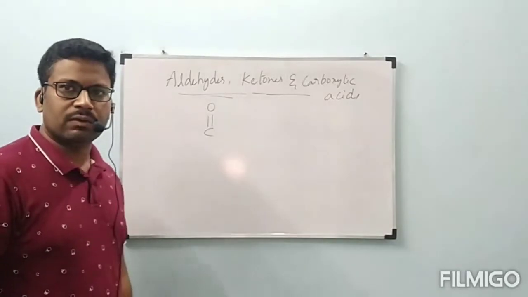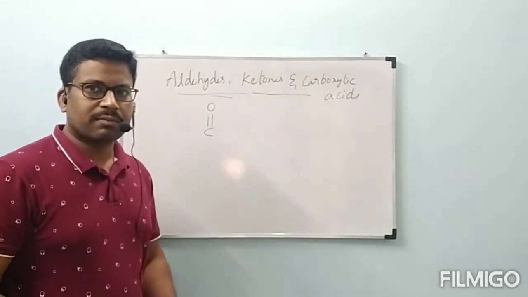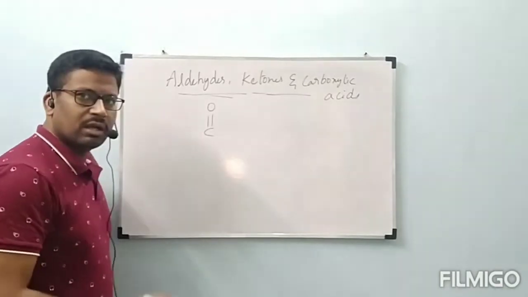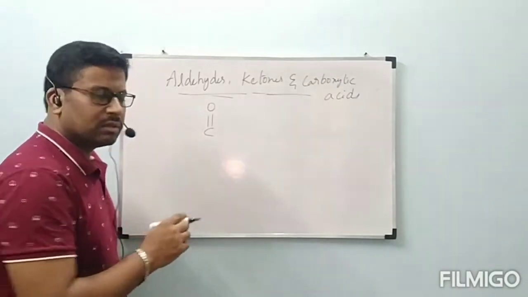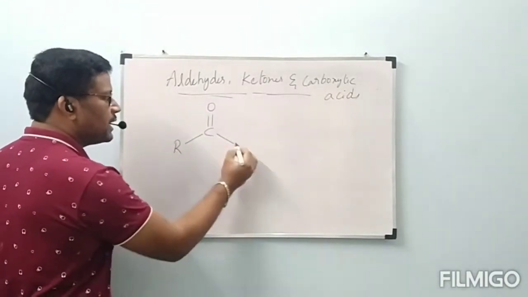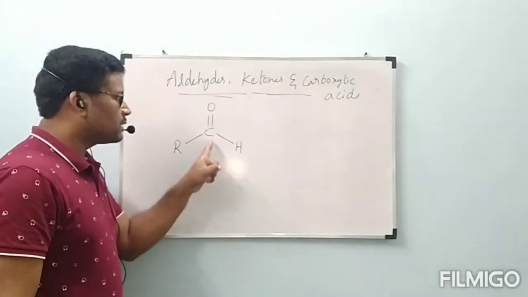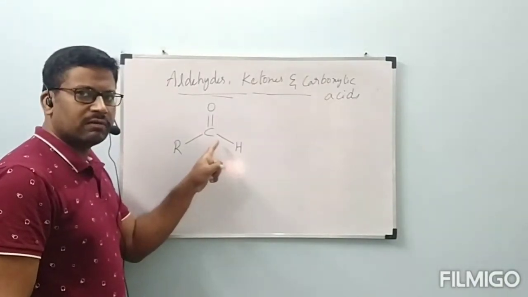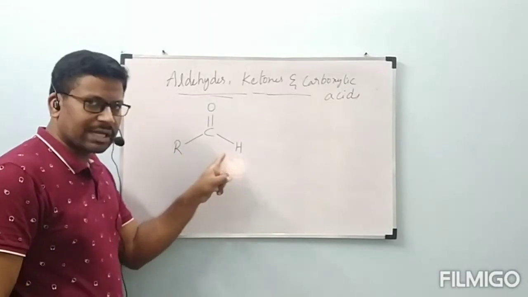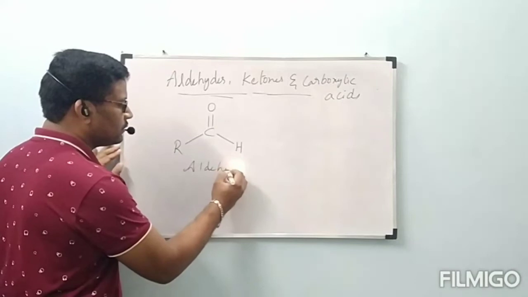Both aldehyde and ketone commonly contain the group C double bond O, which is called carbonyl compound, in which if the carbonyl carbon is bonded with one side alkyl group and another side hydrogen, then that is called aldehyde.